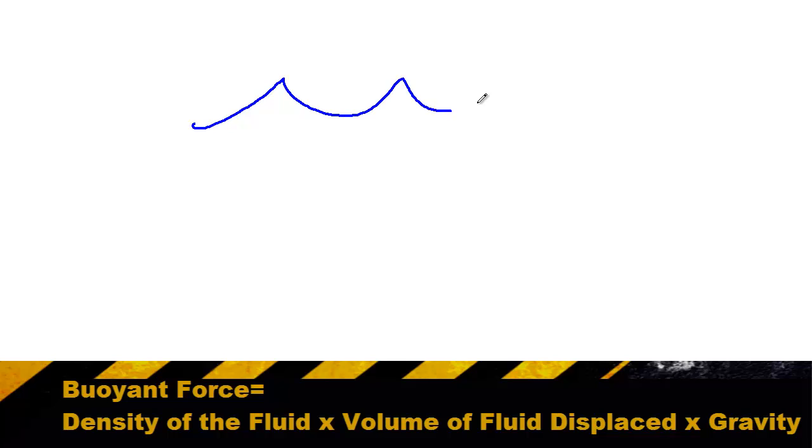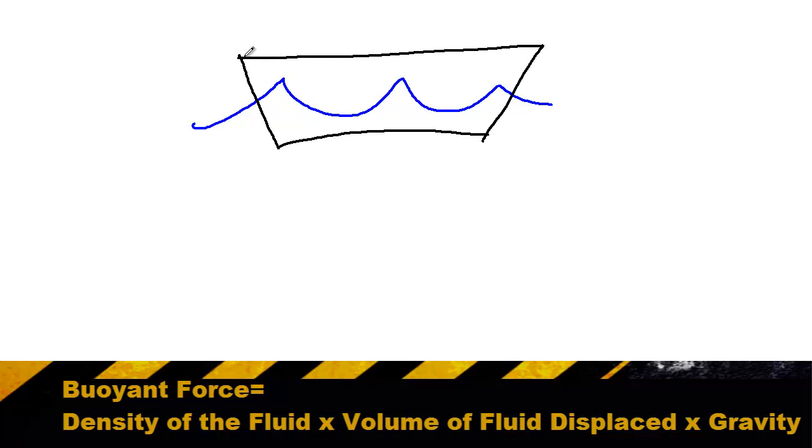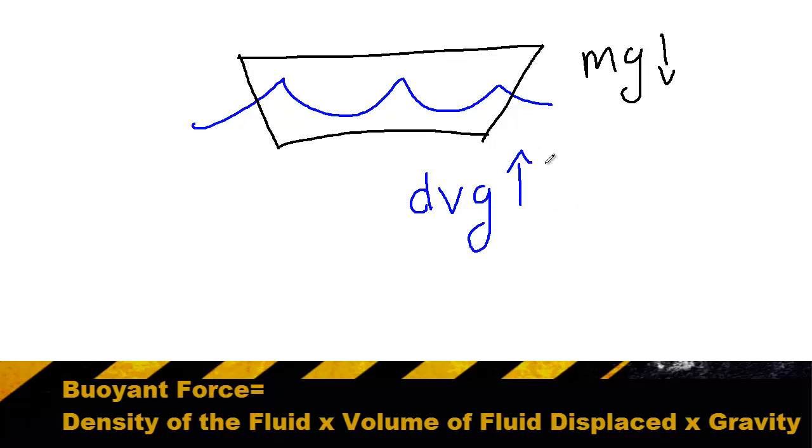So when you have a boat in water, there are a couple of forces at play. First, the boat obviously has mass. So we have the mass of the boat times gravity pushing down, and the density of the fluid times the volume of fluid that's pushed out of the way times gravity pushing up. When something floats, it is because these two equations are equal. The force pushing up is equal to the force pushing down.